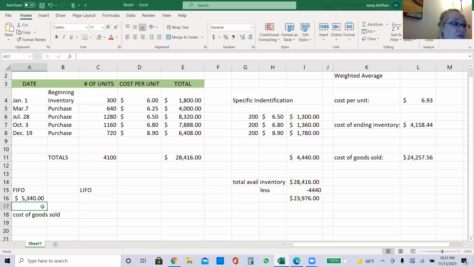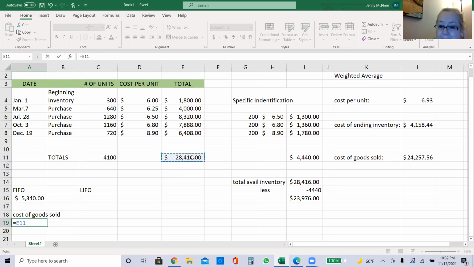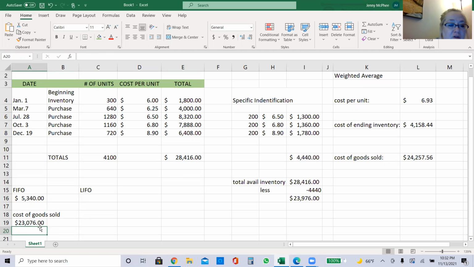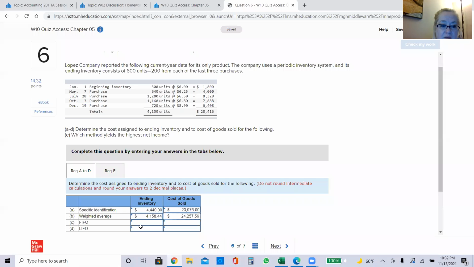And then again, we do our subtraction. So we will be taking our total again. Let's do it down here. So equals total minus our inventory on hand. So here we go, 23,076. So let's go over here. 5340, 23,076. Going back.